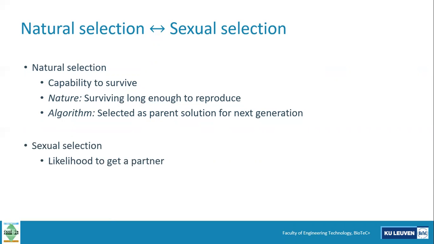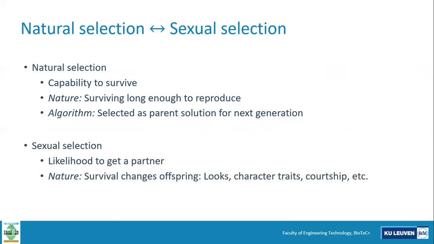Sexual selection, on the other hand, looks at an individual's chances of getting a mate or a partner. Things like look, character traits, or how well you are at courtship come into play in this case. In the case of genetic algorithms, however, this selection step is not really present, as once solutions have been selected as parents for the next iteration, solutions are all equally likely to reproduce as they are combined randomly.